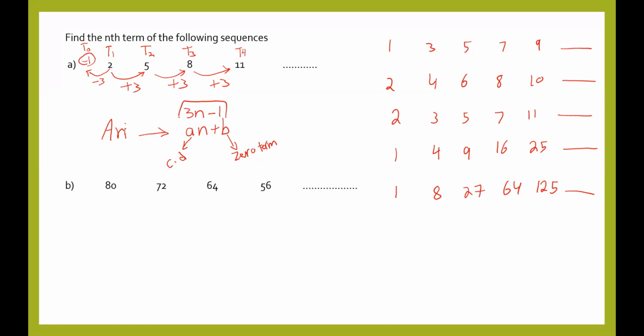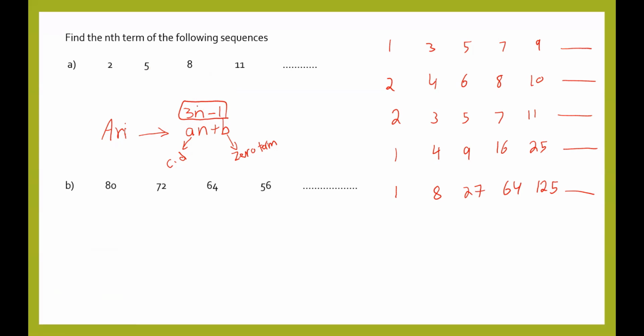You want to make sure that your answer is correct. If you're not sure about what you got, you can replace the n by 1, then by 2, then by 3 to make sure the first three terms are correct. And as I said, n must be an integer. So let's check. Replace n by 1: 3 times 1 is 3, minus 1 is 2, which is correct. Replace n by 2: 3 times 2 is 6, 6 minus 1 is 5. Replace it by 3: 3 times 3 is 9, minus 1 is 8.